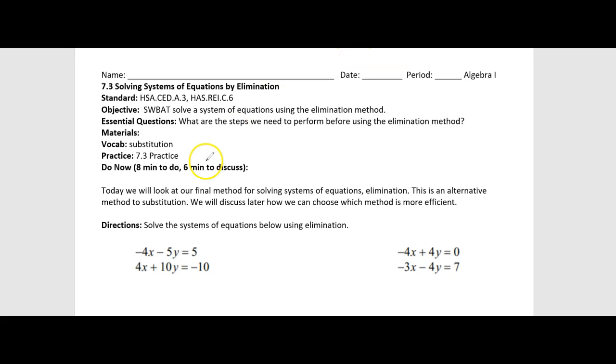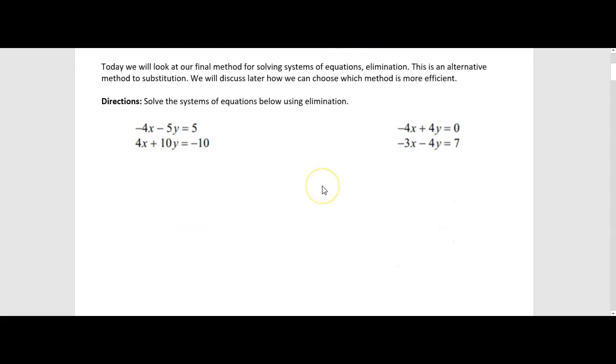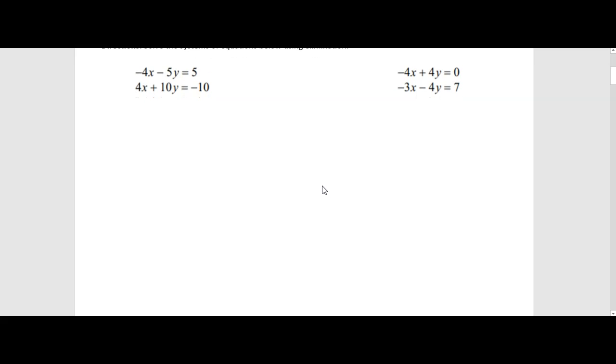I think we're going to have 4 examples to do today. And again, they'll get progressively harder. So let's look at the example on the left.